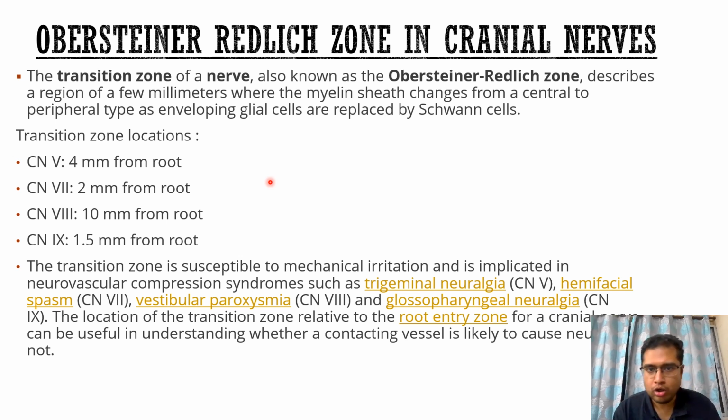The transition zone, also called the Obersteiner-Redlich zone, describes a region of a few millimeters where the myelin sheath changes from a central to peripheral type. The transition zone is susceptible to mechanical irritation and is implicated in neurovascular compression syndromes like trigeminal neuralgia, hemifacial spasm, vestibular paroxysmia, and glossopharyngeal neuralgia. The location of the transition zone relative to the root entry zone for a cranial nerve can be very useful in understanding whether a vessel is likely to cause symptoms or not.